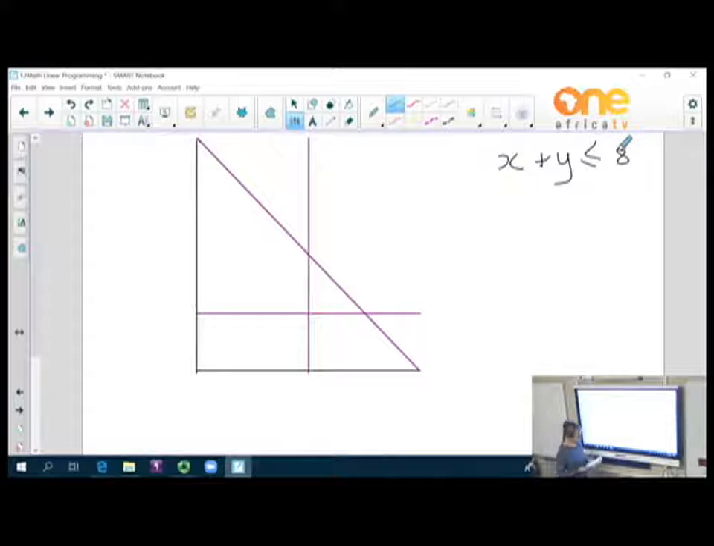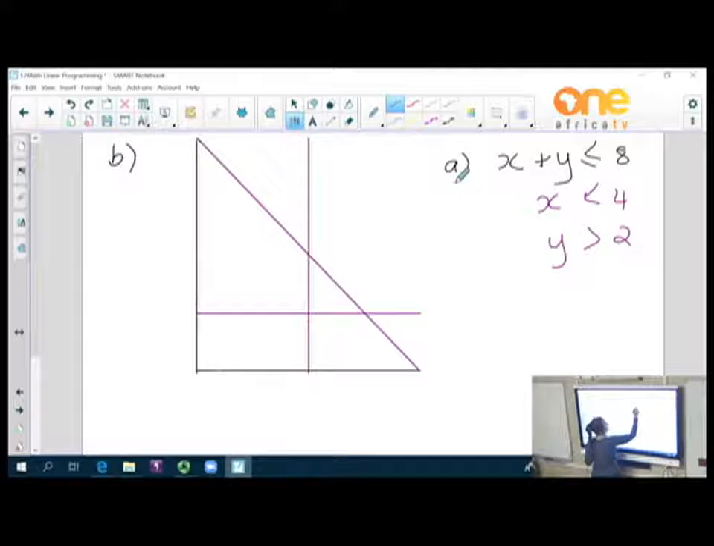Then she has fewer than 4 dogs. So she has less than 4 dogs. And she has more than 2 bitches. There we have our inequalities. So for number B, you can draw your graph. This is question number B. That one was number A.